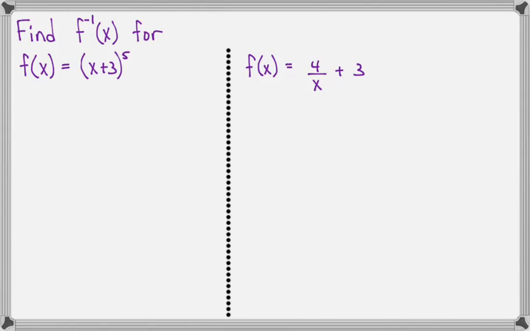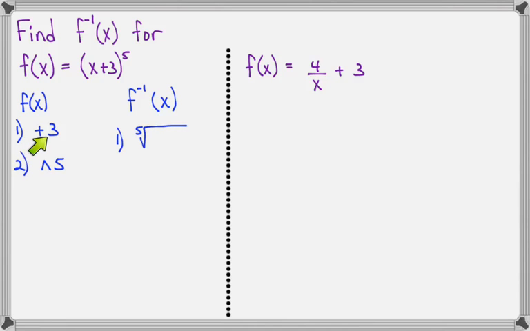Let's do f inverse for a couple of other functions, and we'll just use the list method because it's very straightforward. So on this first function, if I plug in a number for x, the first thing I'm going to have to do is add 3. And the next thing I'm going to do to that answer is raise it to the 5th power. Now to reverse that function, first I have to undo the 5th power, so that would be the 5th root. Next I have to undo the plus 3, so that's a minus 3.